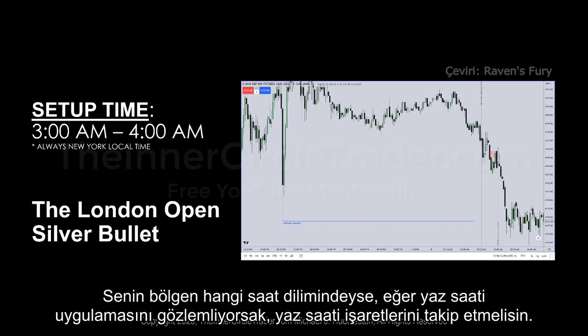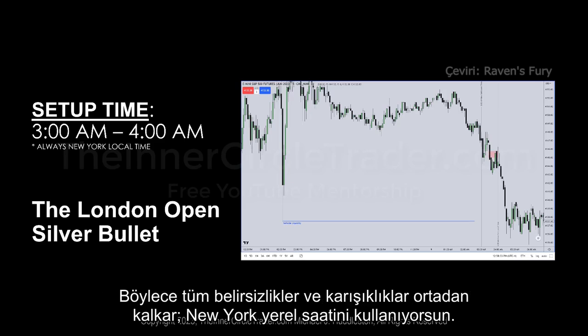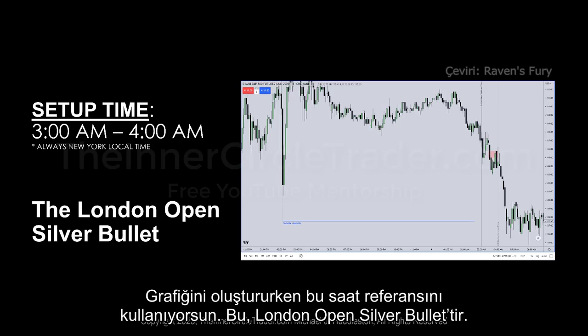If we're observing daylight savings time, then you observe daylight savings time. So that way it removes all the uncertainty, the confusion, whatever it is. In New York, that local time, that's what you're using when you're charting. This is the London Open silver bullet.